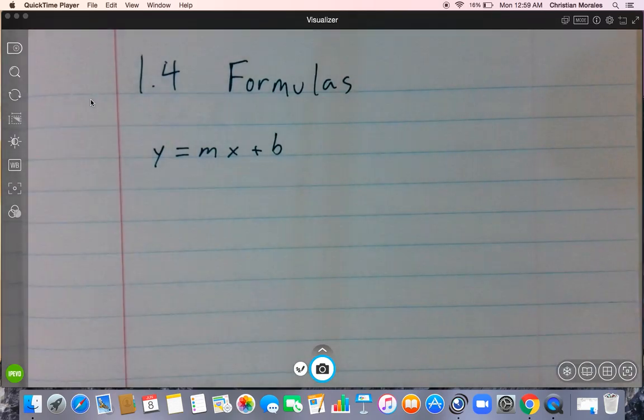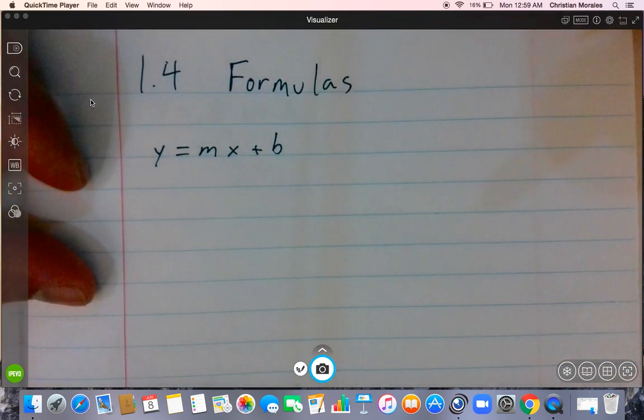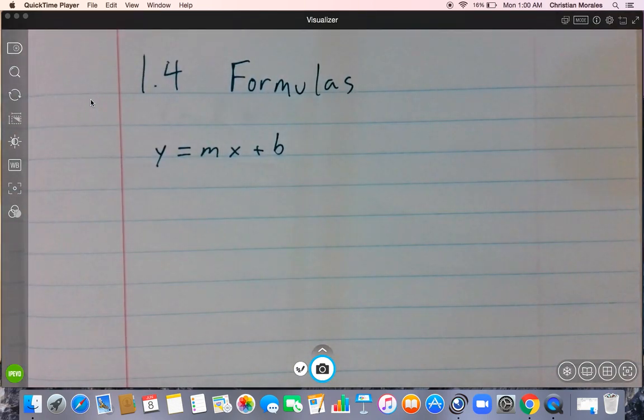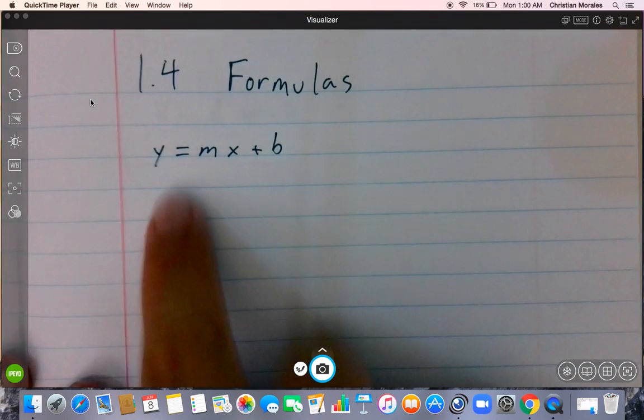This is the last lesson of the day. Formulas and solving them and working with them, using inverse operations, all kind of coming together today to be able to do this. So let's talk about this formula, y equals mx plus b.